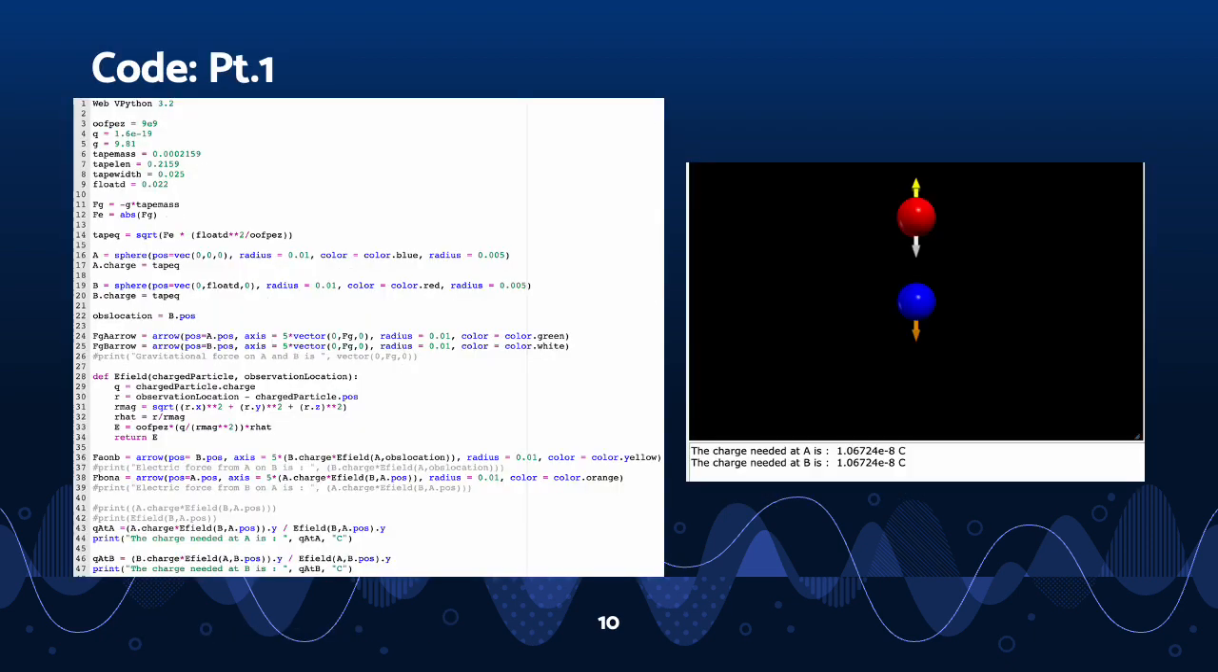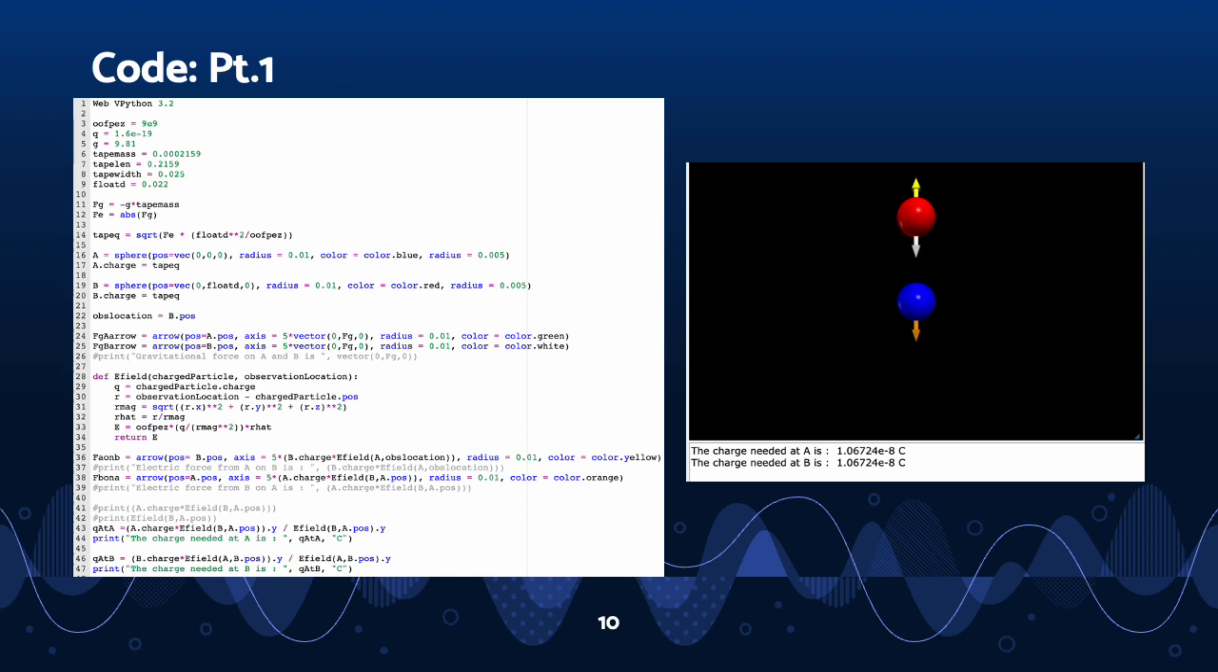This model here simulates the charges on each piece of tape as a single point charge. I calculated the force of gravity and took the absolute value of that force to estimate the electric force on tape B. I then rearranged Coulomb's law to solve for Q and created two spheres for the tapes along with the gravitational force arrows. I used the electric field function to solve for the electric force. Lastly, I estimated the Q needed by dividing the electric force by the electric field observed on tape A and did the same thing for tape B.